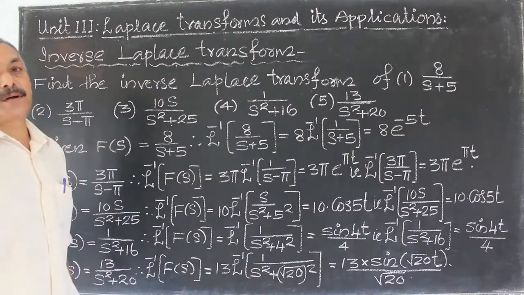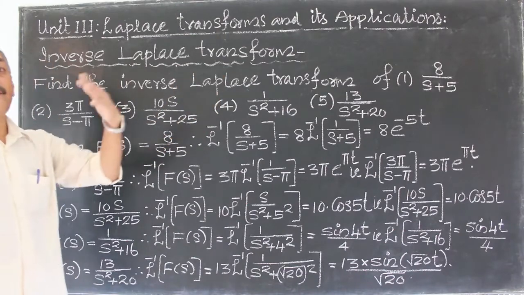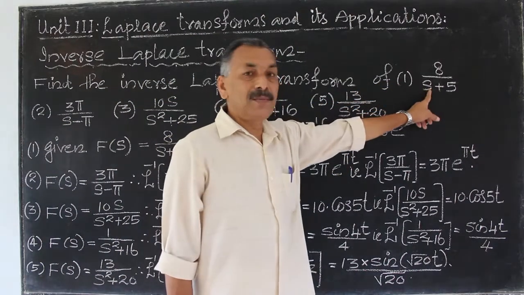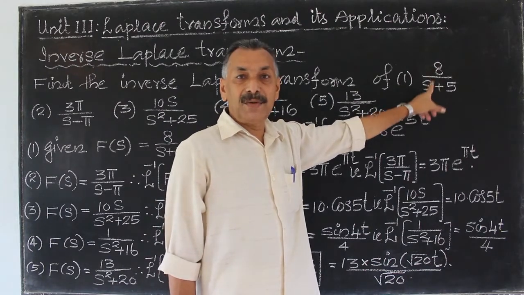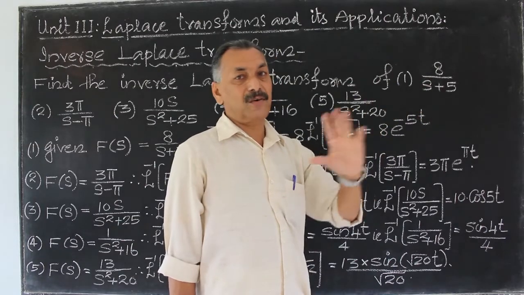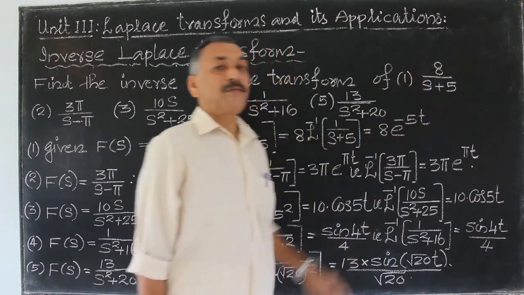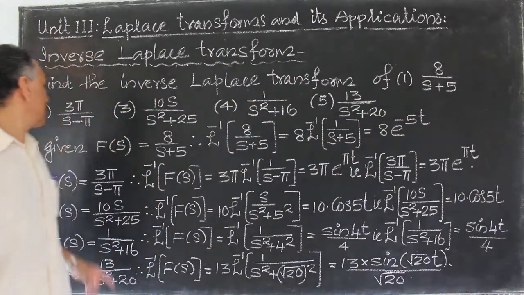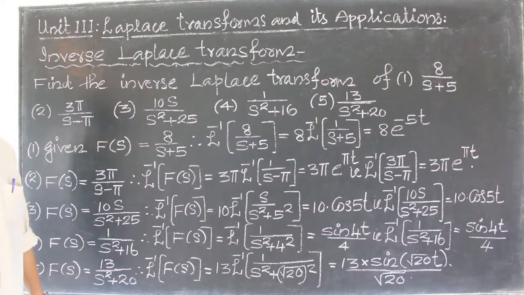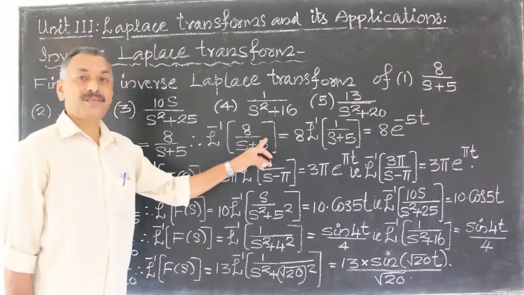Next we consider the first problem. Given f of s, not f of t. The variable here is s, not t. That means the given function is f of s. In the first question, f of s is equal to 8 divided by s plus 5. What is L inverse of f of s?